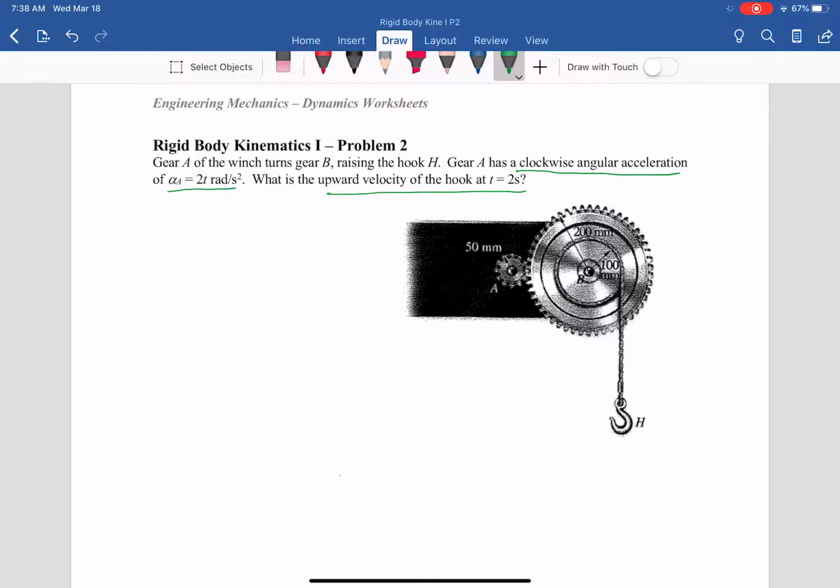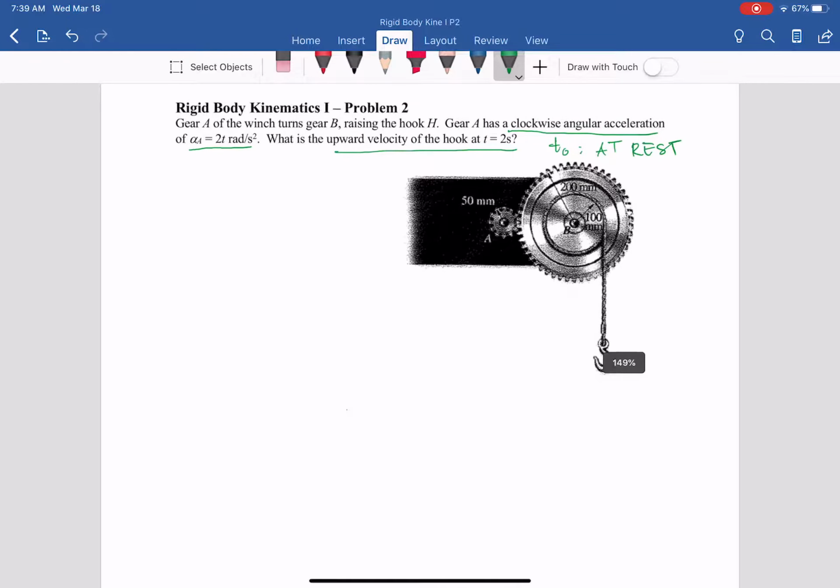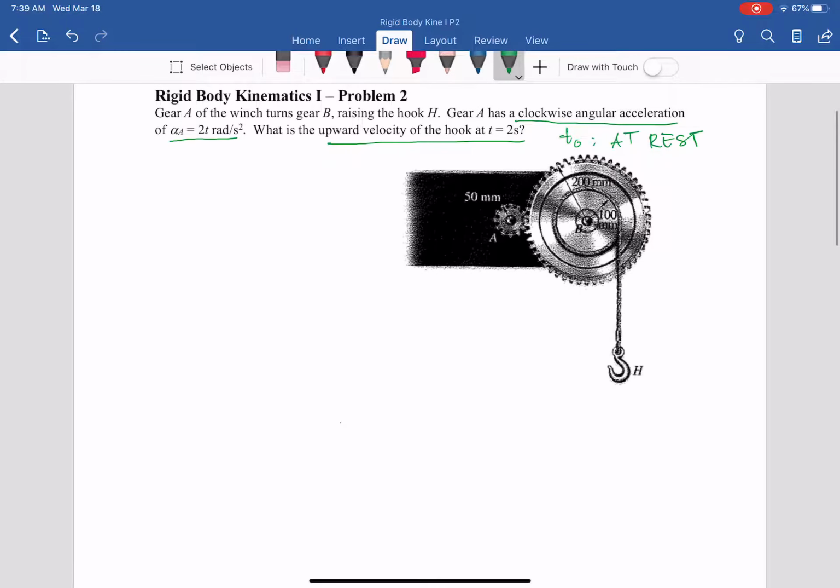This problem is a little bit not explicit about the initial condition, but they say at t equal to 2 seconds, so we can imply that the initial condition is at t equal to 0, it will be at rest. Okay, so they give us the body properties and the acceleration, and ask for the velocity.